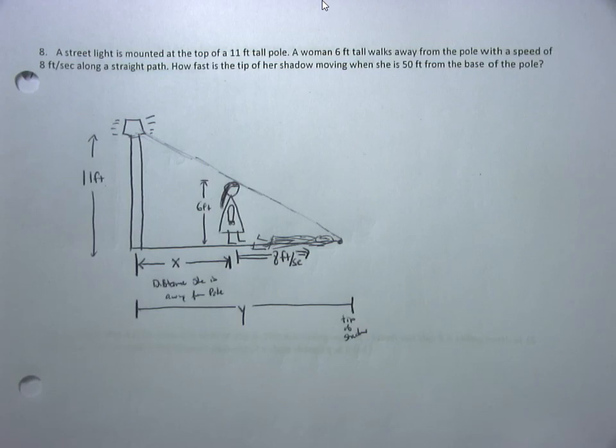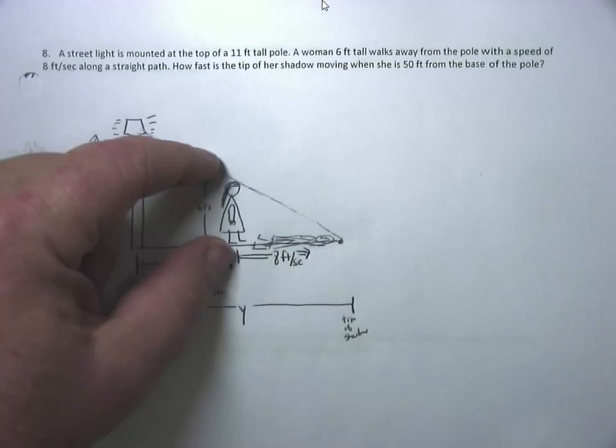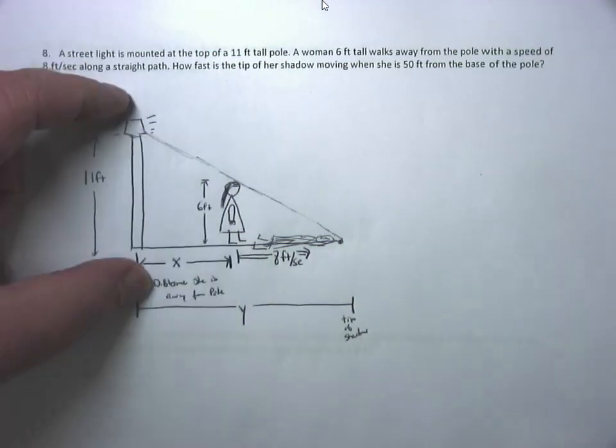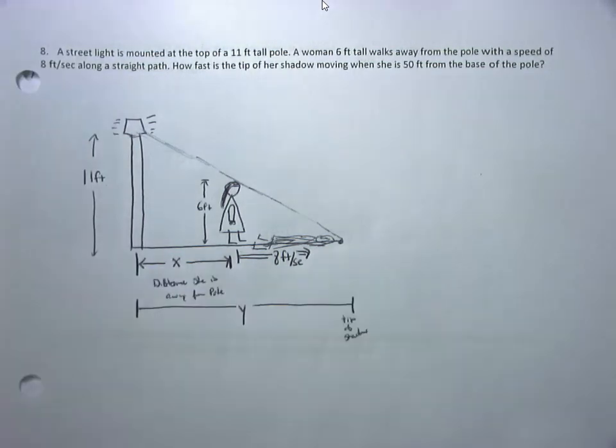This is web work. They just chunk numbers in this thing. What's going to change? Everybody's woman is going to be 6 feet tall. The light pole is going to change for people. How fast she runs away from or walks away from the light pole also does change depending on the problem. These are the variables on the web work as it regenerates. Everybody has different questions and stuff. But all right. But what is this 8 feet per second?